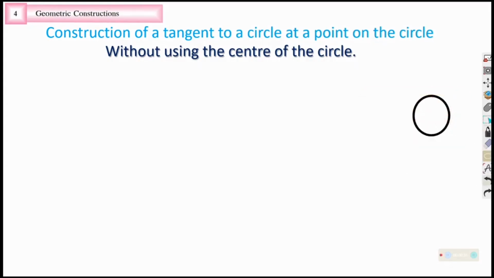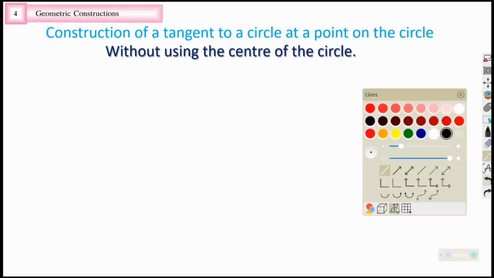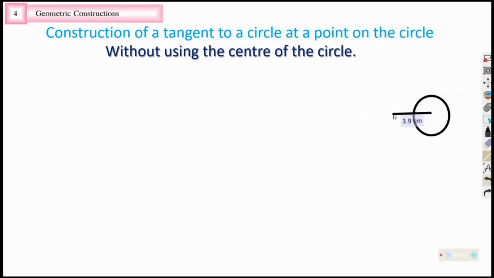right? And we put a point somewhere on the circle and drew a line connecting the center of the circle to that point. First it was like that. You were simply drawing a line connecting the center of the circle through that point, correct? Then again a perpendicular through that point. Construction is over. Here we are asked not to use the center, without using the center of the circle.